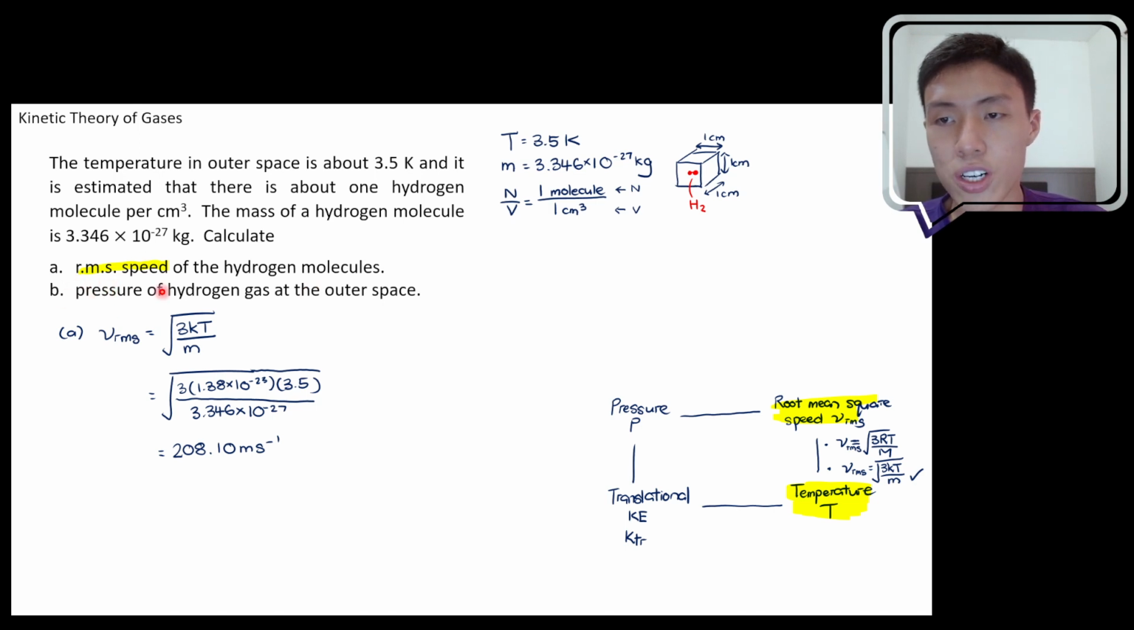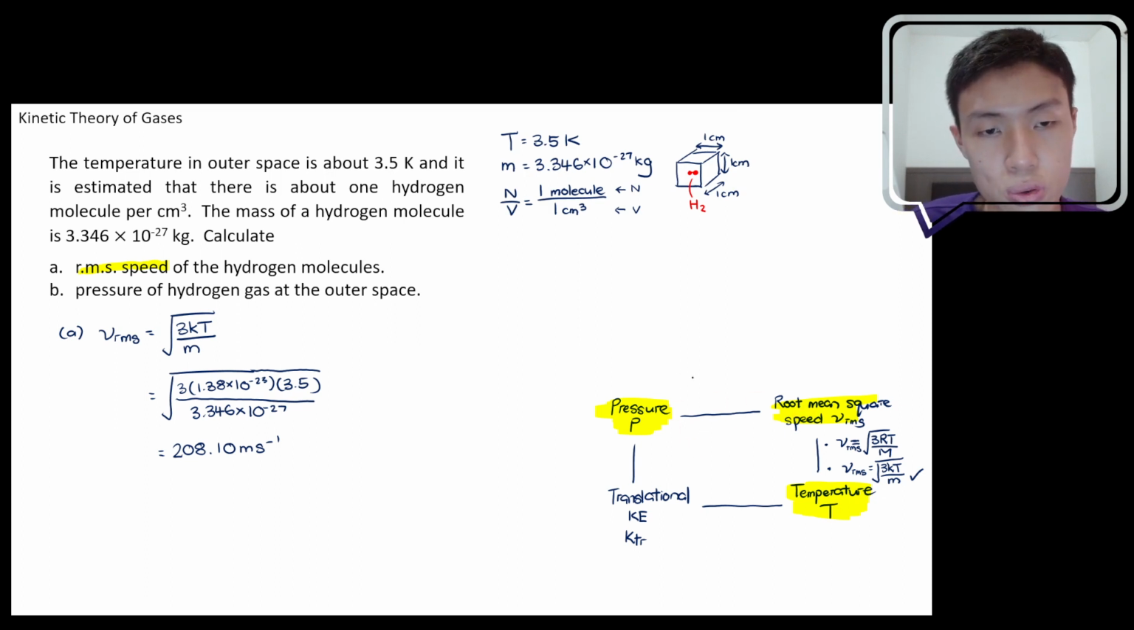Question B, you get the pressure of the hydrogen gas at the outer space. So now you have your root mean square speed. They want you to further do your calculation in order to obtain pressure. So now you are on this side of the rectangle, and on this side of the rectangle, you have again two equations.